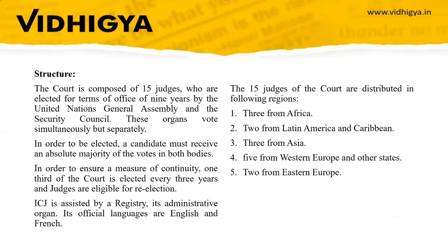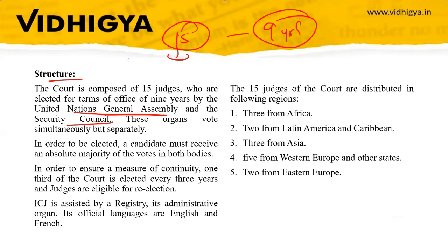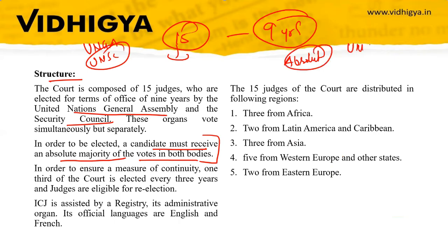Now we'll discuss the structure. The court is composed of 15 judges who are elected for a term of 9 years by the UN General Assembly and the Security Council. In order to be elected, a candidate must receive an absolute majority of votes in both bodies, that is the UNSC and the UN General Assembly.